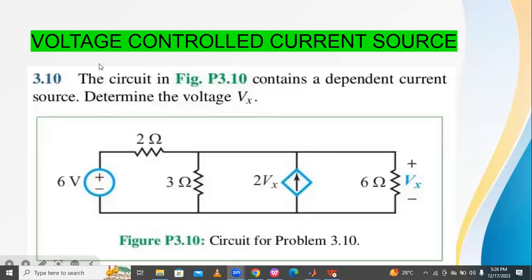And next one, voltage controlled current source. The arrow indicates a current source, and it depends on the voltage drop. That's why it is called a voltage controlled current source. By controlling this voltage, we can control this current source.